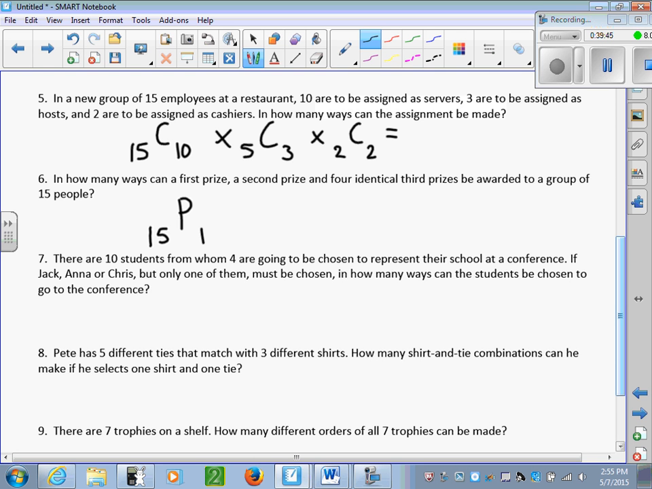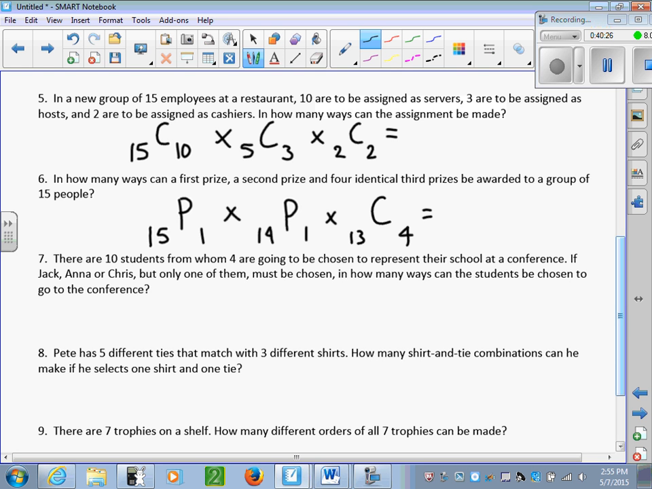Okay, next one. I now have 14 people to choose from. Someone's already been selected out of my pool of people. And the next person, again, order matters. The next person gets second prize. If you don't get chosen second, you don't get second prize. Okay, order matters. Lastly, I have 13 people, and it doesn't matter how they get chosen, so it's a combination, because all 4 of them that get chosen get identical prizes of third prize. Okay, so the last one's 13 choose 4. Put that in your calculator.